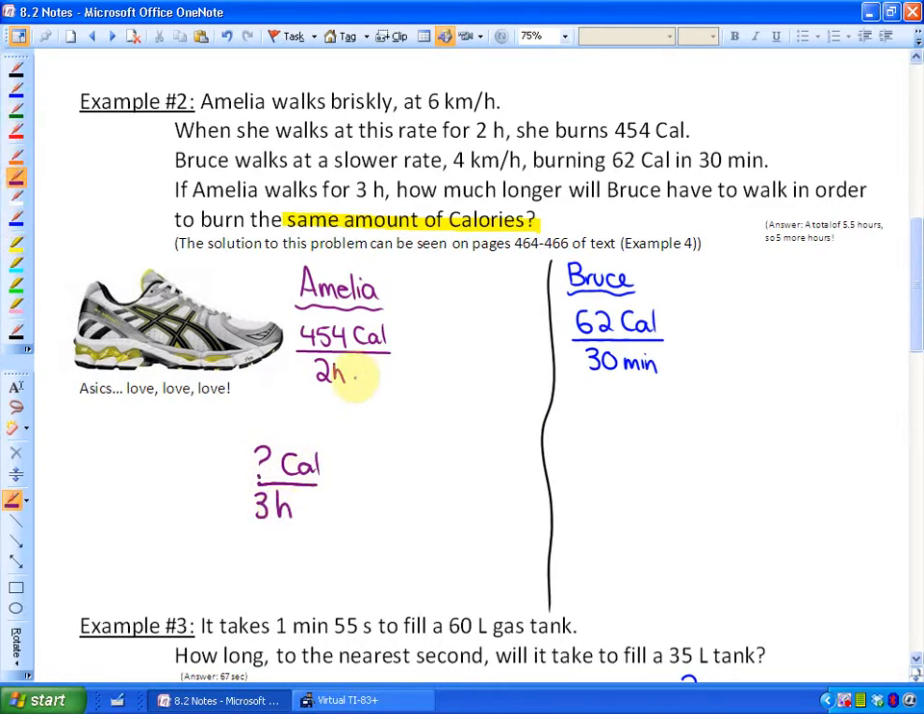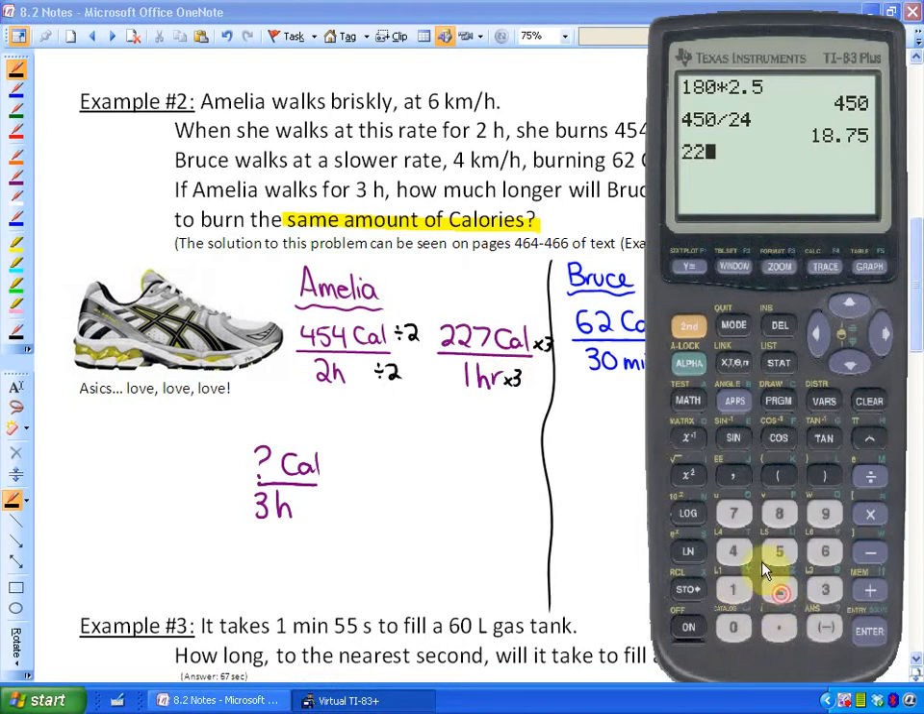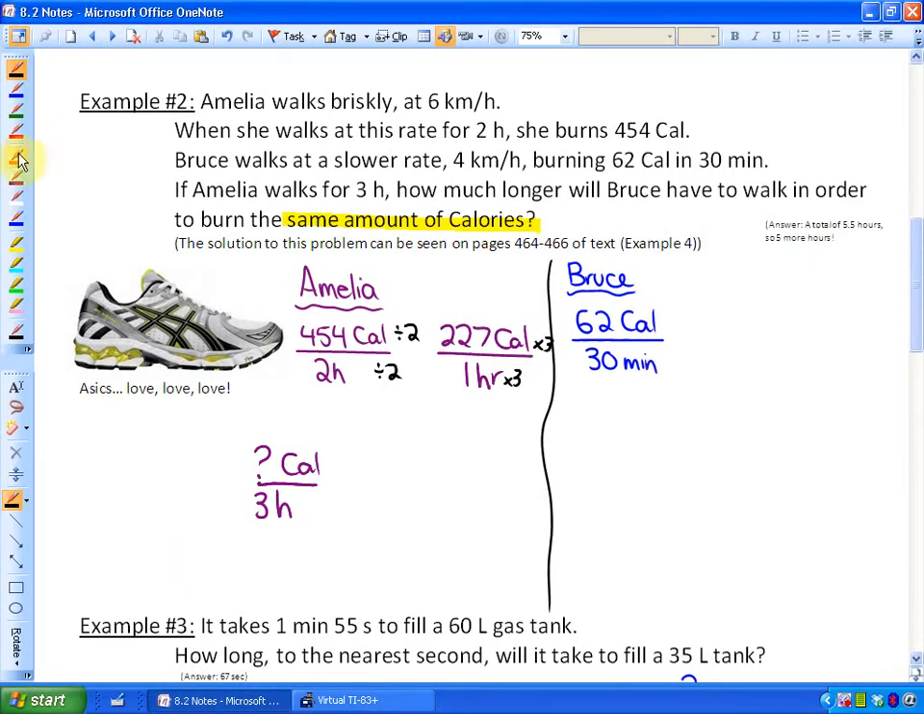I'm going to use a unit rate. If we know that she burns 454 calories in 2 hours, if I divide that by 2, it will give me the unit rate of how many calories, which is 227 calories every 1 hour. Why that's useful is because then if I want to know how many calories she burns in 3 hours, I could just multiply her hourly rate by 3, and that will give me 227 times 3, which is 681. So she burns 681 calories in 3 hours.